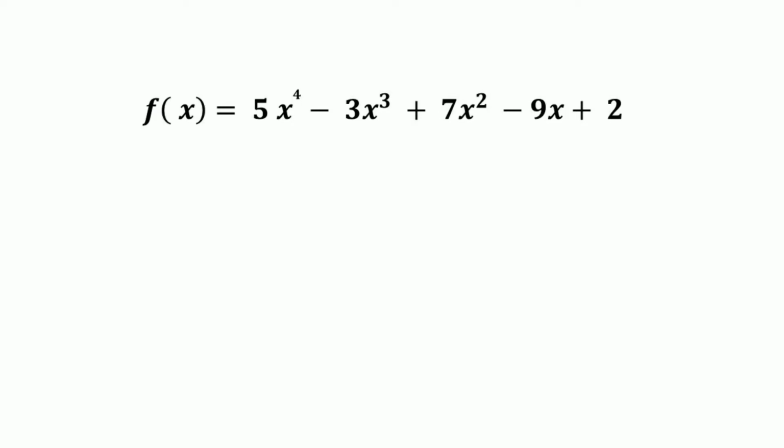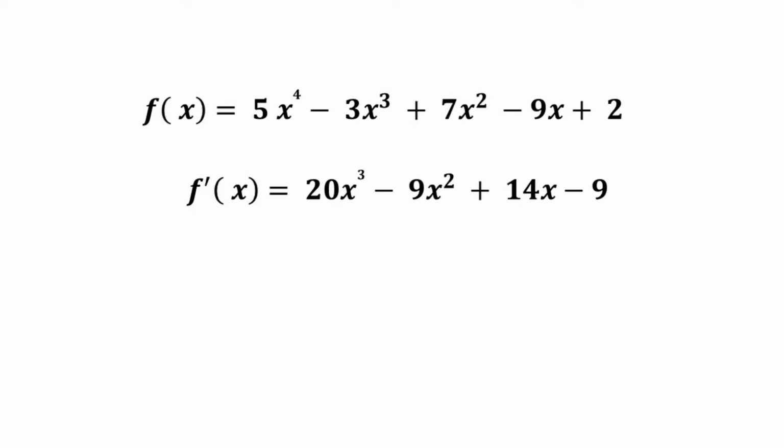First, we are going to consider the first order derivative, or f prime of x. The derivative of 5x raised to the power 4 is equal to 20x cube, minus the derivative of 3x cube, which becomes 9x square, plus the derivative of 7x square, which is equal to 14x, minus the derivative of 9x, which is equal to 9, and plus the derivative of 2, which is equal to 0. So f prime of x is equal to 20x cube minus 9x square plus 14x minus 9.